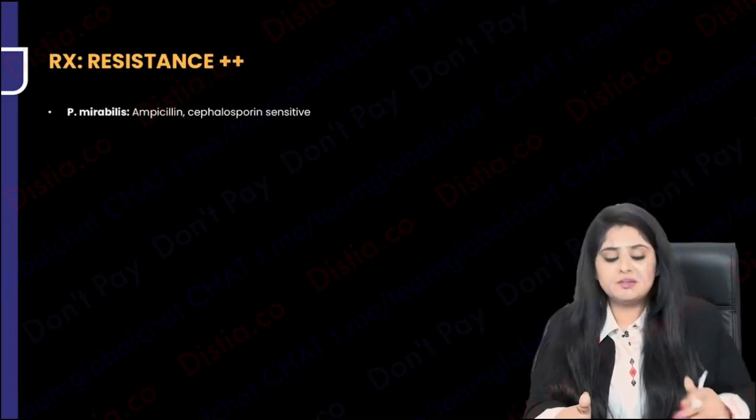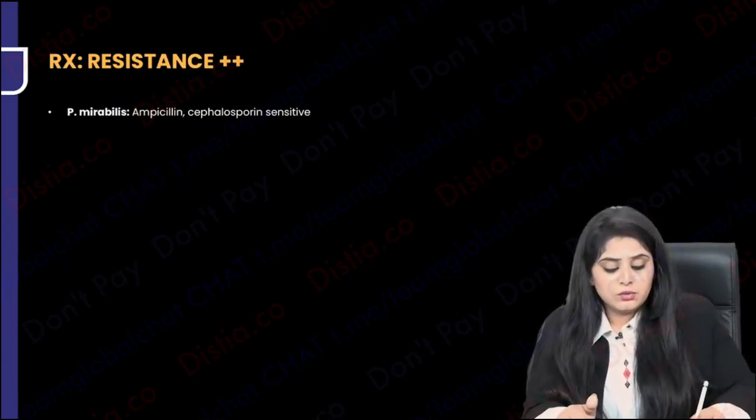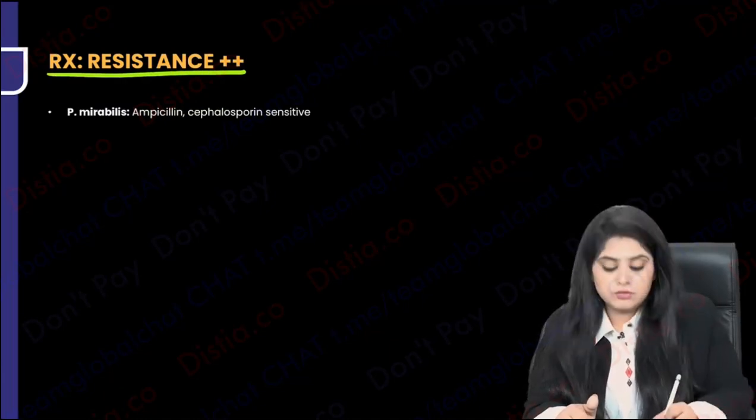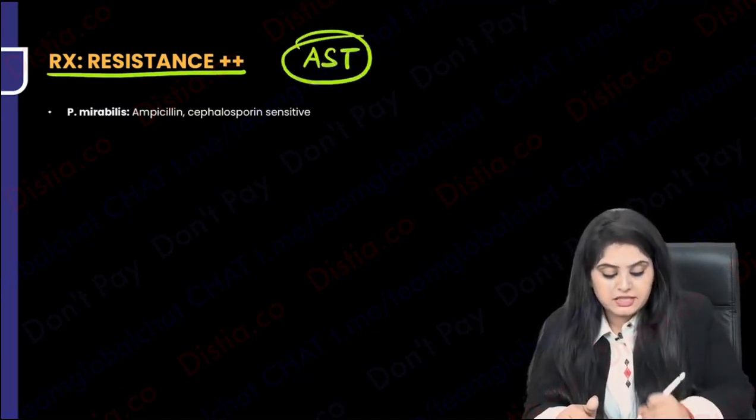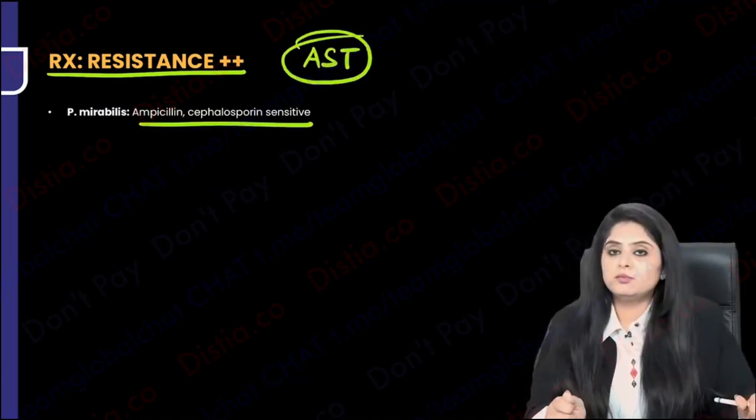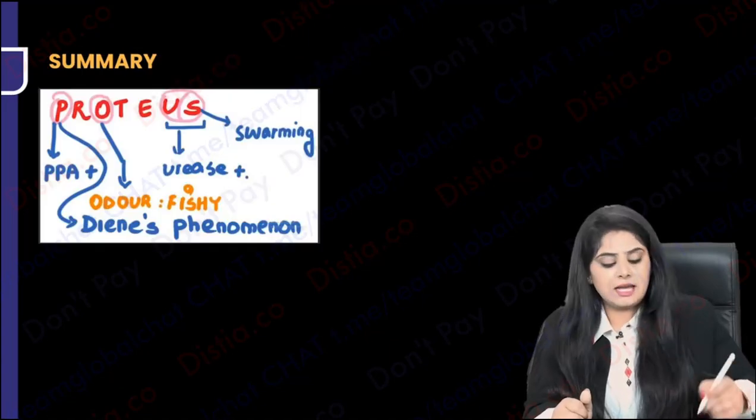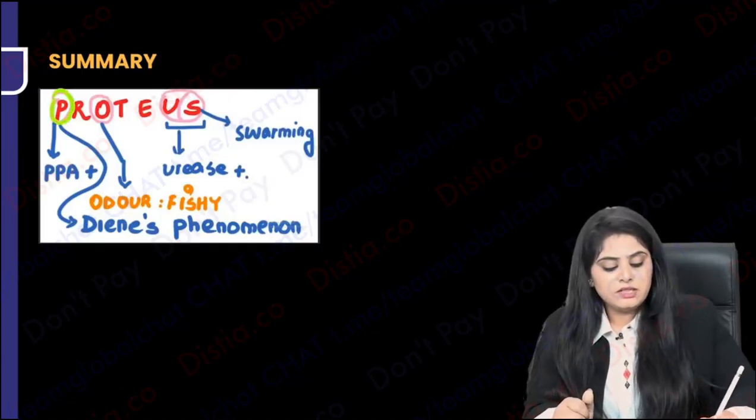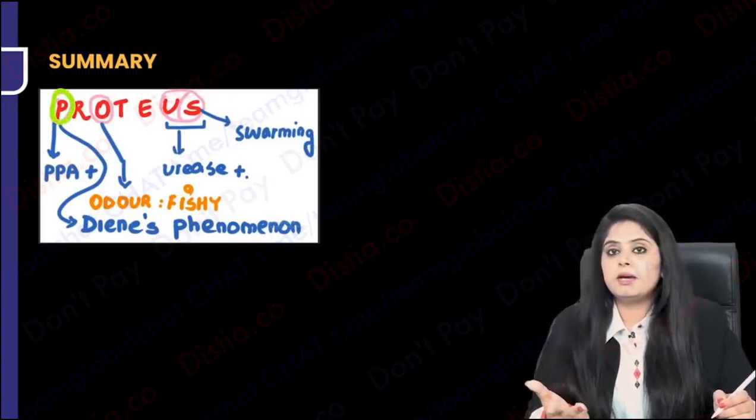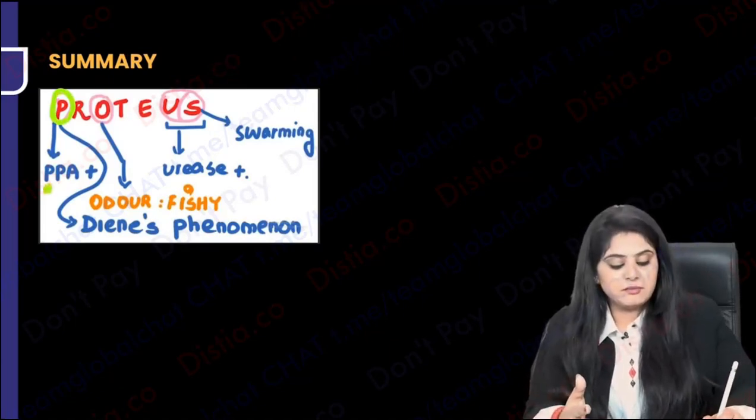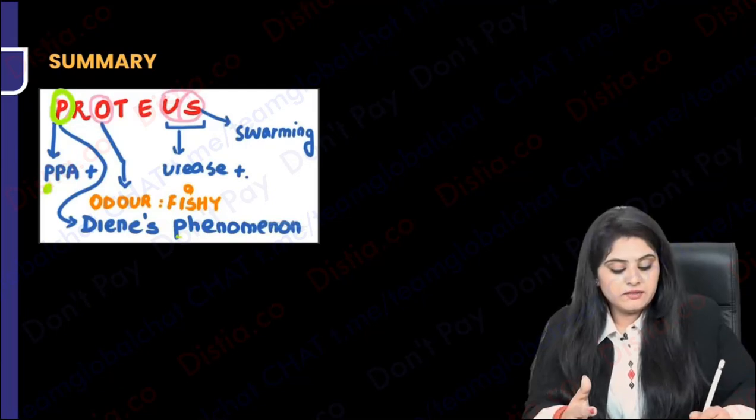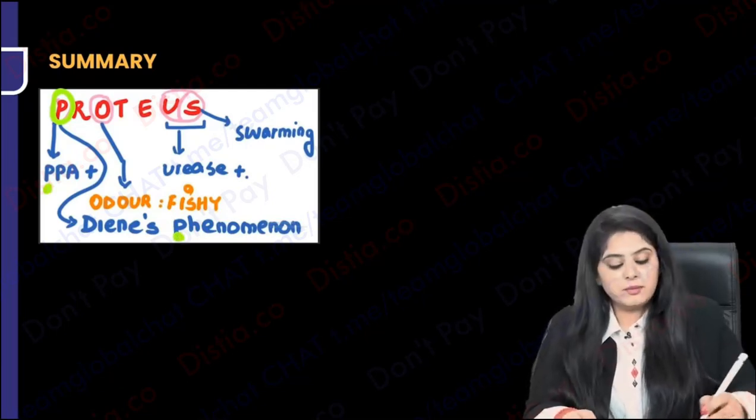Finally, what do you do in the treatment? They are highly resistant, so you definitely have to know about their resistance. You have to go for antibiotic sensitivity testing. Ampicillin and cephalosporins are usually used in the treatment. So if I can give you a very quick recap on Proteus: did I tell you all these members are PPA? The PPA is Proteus phenylpyruvic acid testing positive. Have I told you another thing with P, that it is Dienes phenomenon positive?